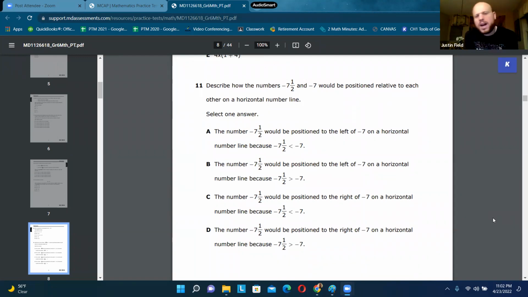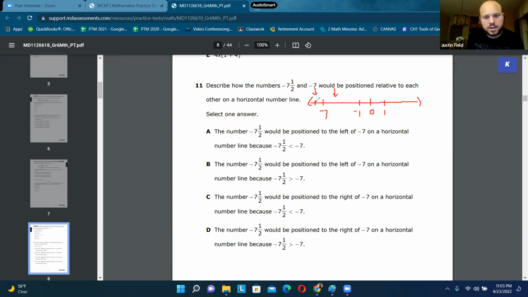11. Describe how the numbers -7 and 1/2 and -7 would be positioned relative to each other on a horizontal number line. All right, so that wording is kind of verbose, but hey, let's draw a picture. So here's 0. This is 1, this is -1. Over here somewhere is -7. So the question is, where is -7.5? Is it here or is it here?